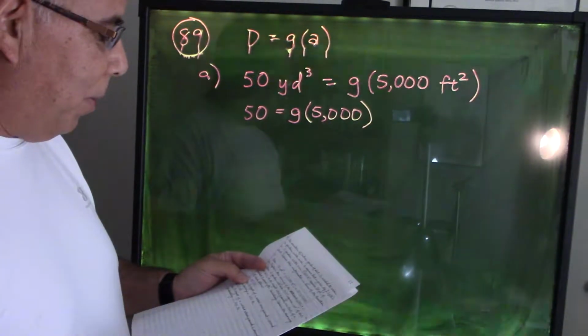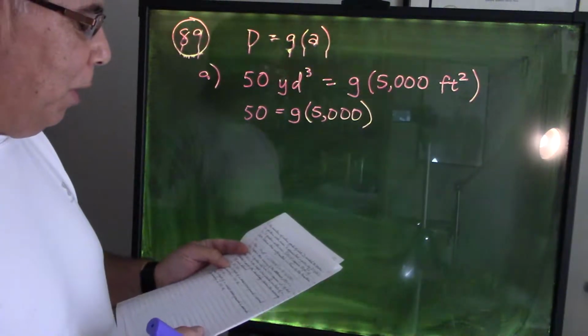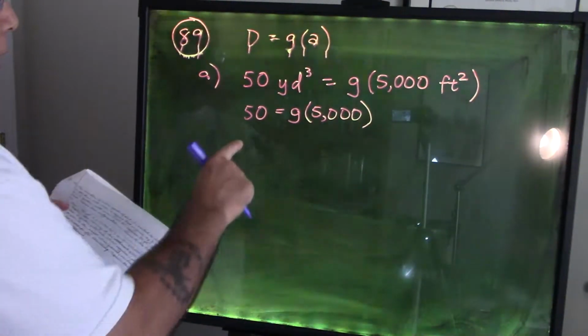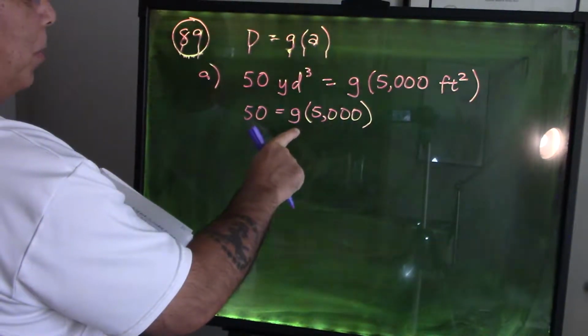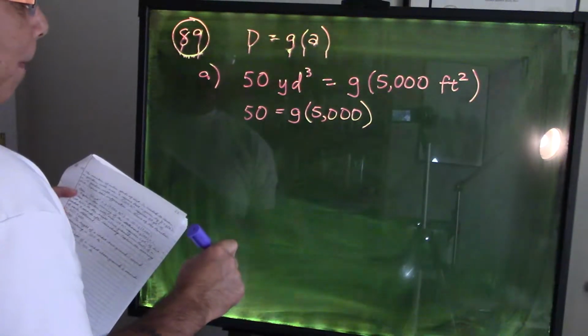Well, we've done part A. It says express this information in terms of the function G. So that's what we've done. We've expressed that information in terms of G, using G in the expression.